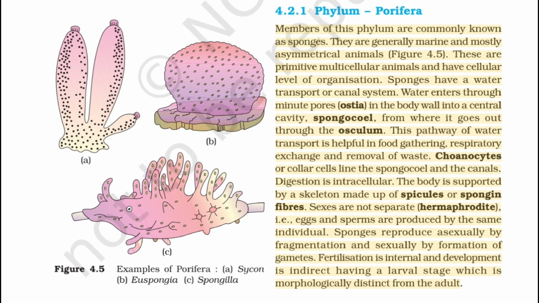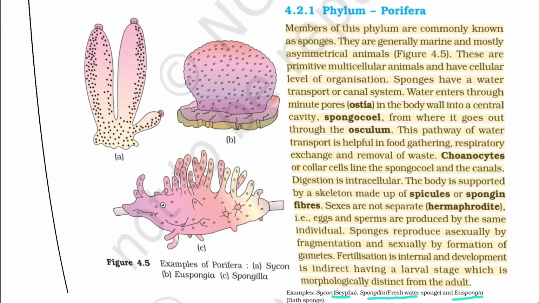Choanocytes or collar cells line the spongocoel and the canals. Digestion is intracellular. The body is supported by a skeleton made up of spicules or spongin fibers. Sexes are not separate, hermaphrodite. That is, eggs and sperms are produced by the same individual. Sponges reproduce asexually by fragmentation and sexually by formation of gametes. Fertilization is internal and development is indirect, having a larval stage which is morphologically distinct from the adult. Examples: Sycon, Spongilla, freshwater sponge, and Euspongia, bath sponge.